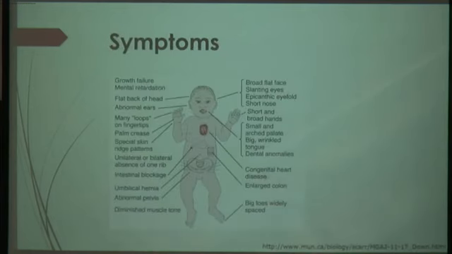These are some common symptoms. You probably have already learned that. For example, growth failure, mental retardation, a broad flat face, or this palm crease, which is very distinctive. It will also have other types of disease, like congenital heart disease, because this itself is also a birth defect, which I will introduce later.